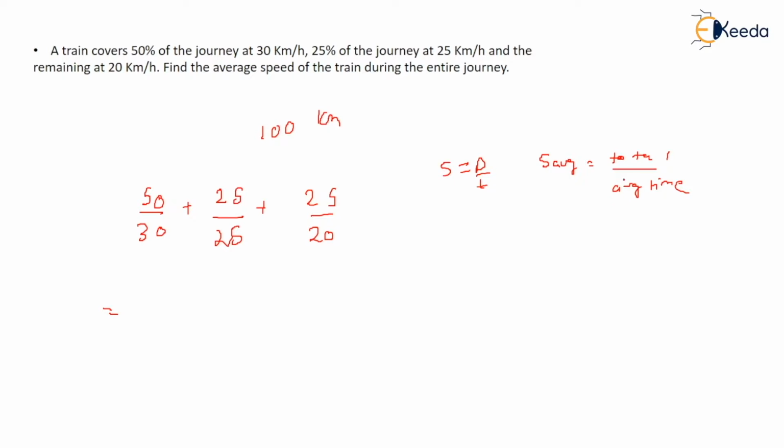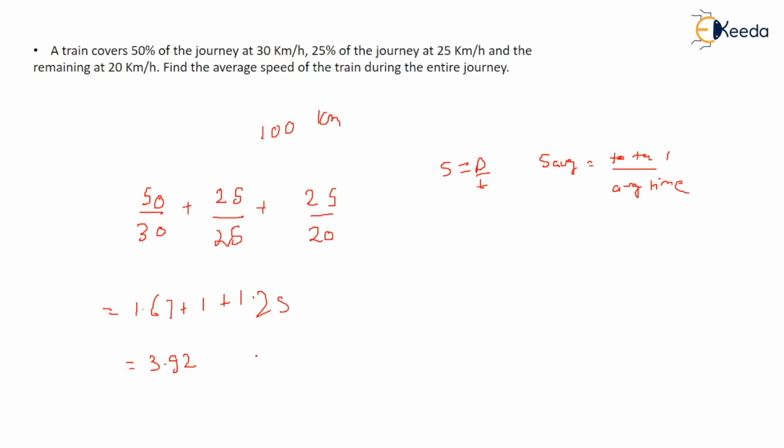So the total time will be the addition of all this, and the total distance is 100 km. So from this you can find the time. After you divide 50 by 30, you get 1.67. The second comes out to be 1, and this one is 25 divided by 20, so 1.25. After adding the entire thing, you get the total time, that is 3.92.